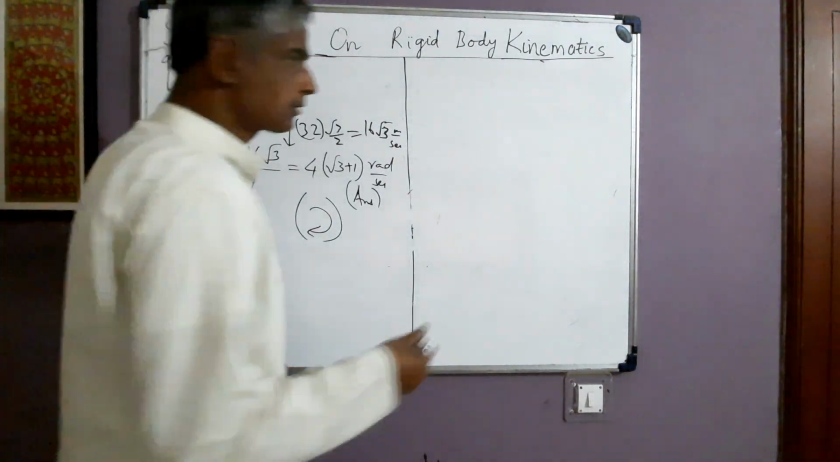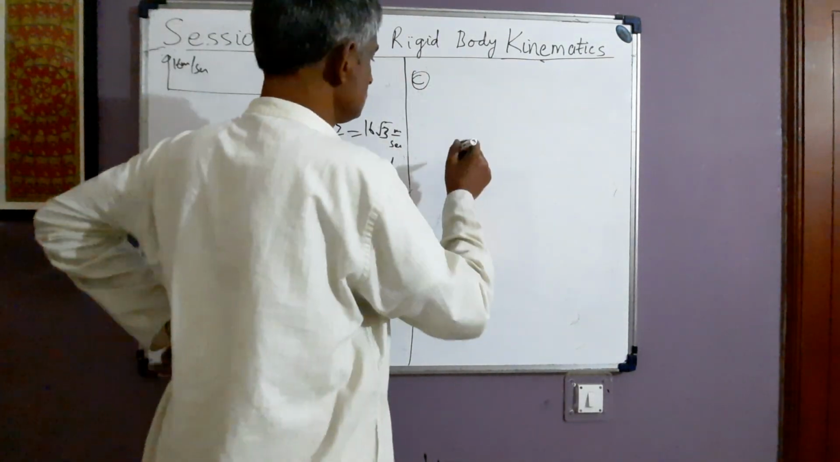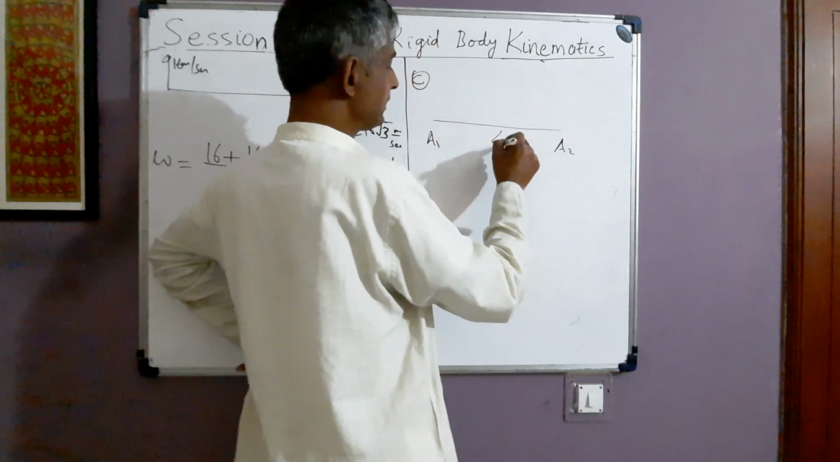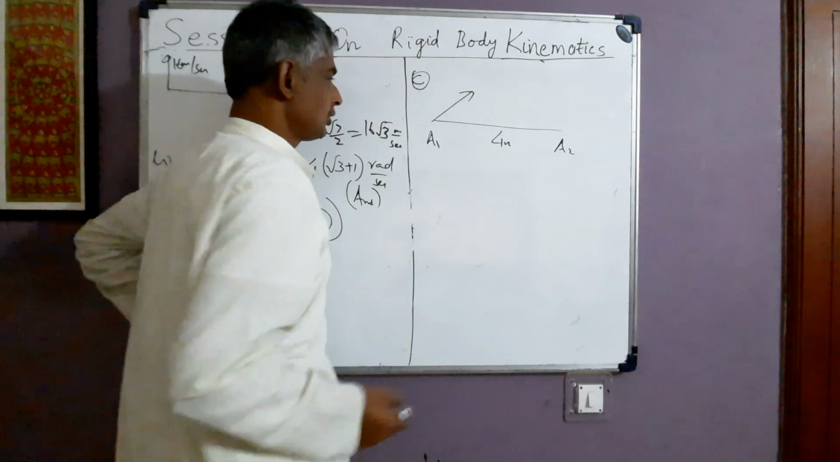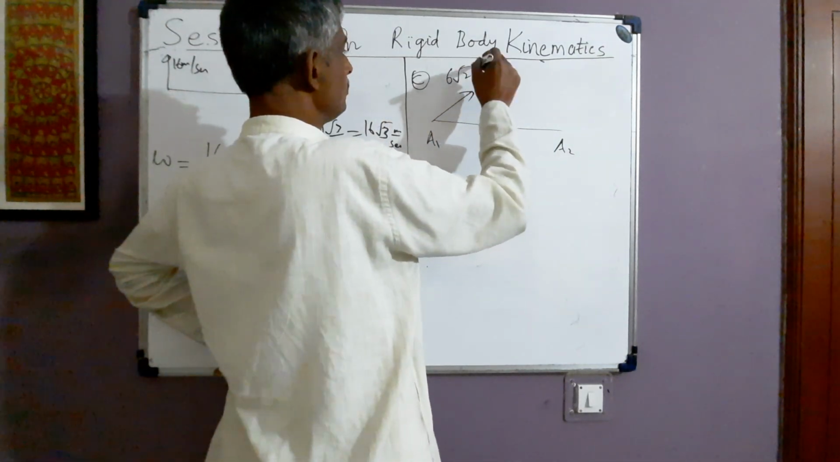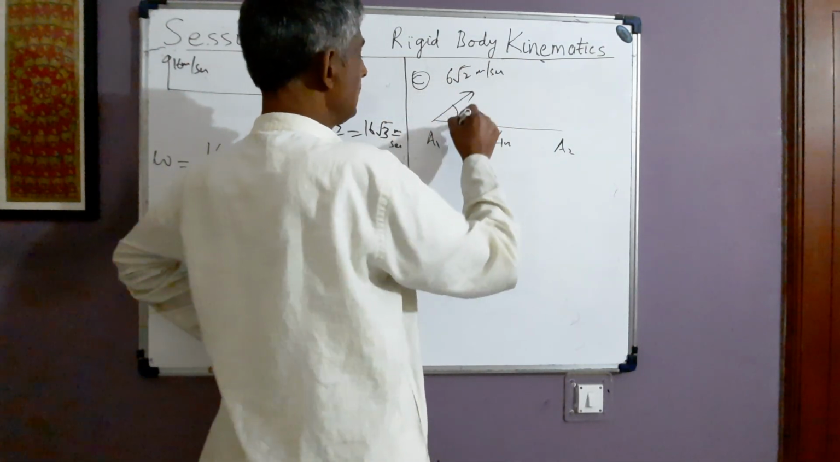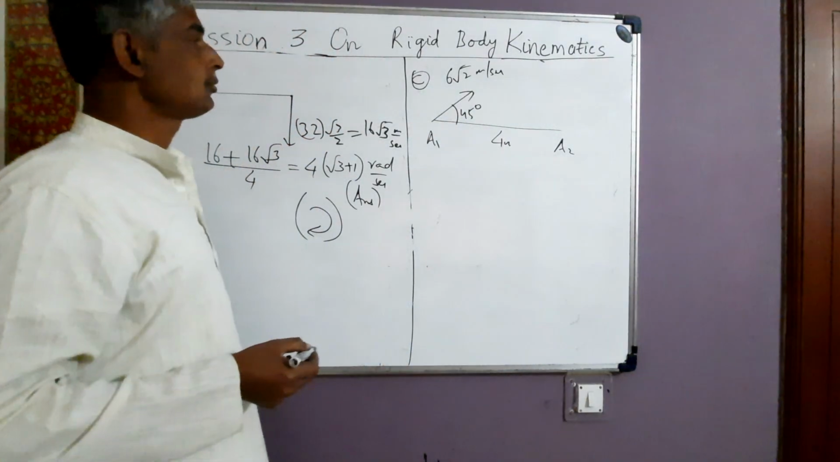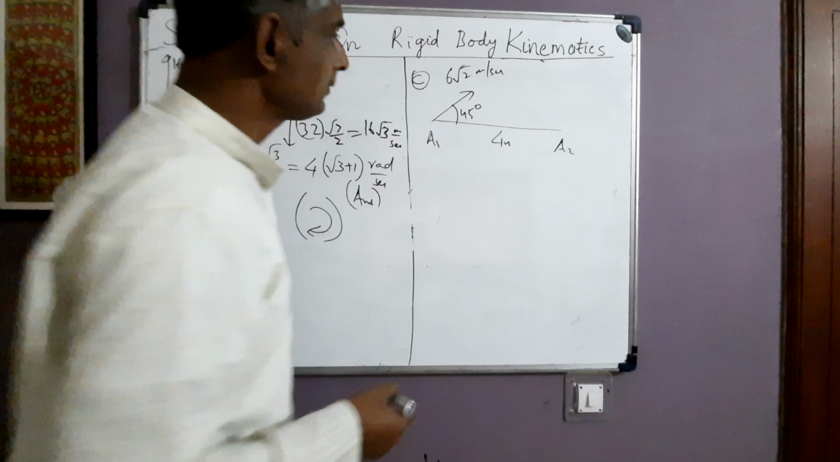I'll take up part C of the question. Part C is this. This is the rod A1A2. 4 meter is the rod length. Velocity of A1 is given to be 6 root 2 meter per second at an angle of 45 degree.